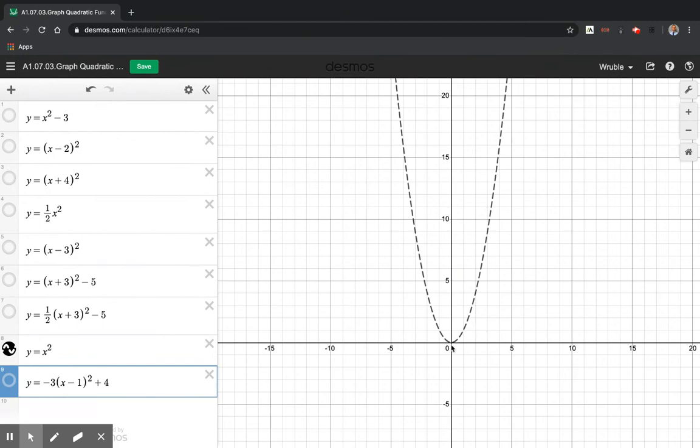Here we have the parent function, which is graphed there. When we make these edits to the parent function, we see that when we add in the scale factor, it flips the graph over. And then when we do the minus 1, that moved everything to the right one. And then the last step was add 4. That moved the graph up, so it was over here, then it moved up to (1, 4) as the vertex.